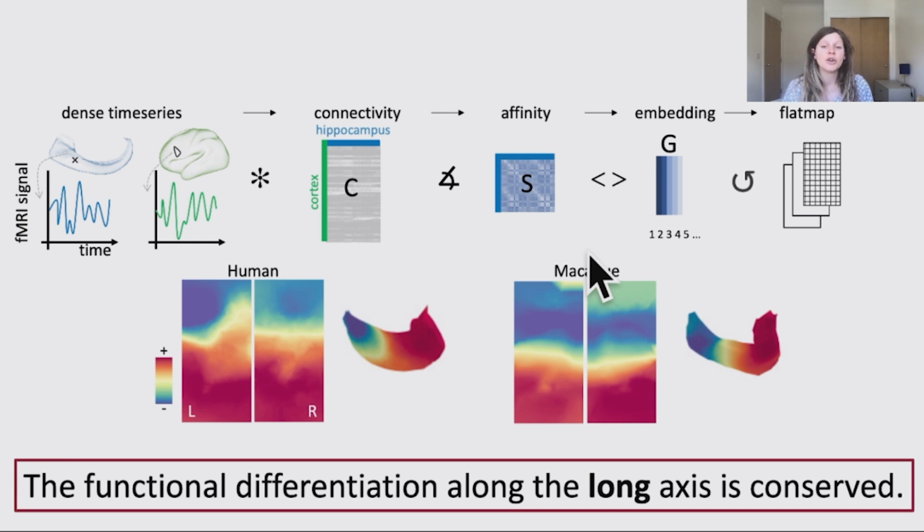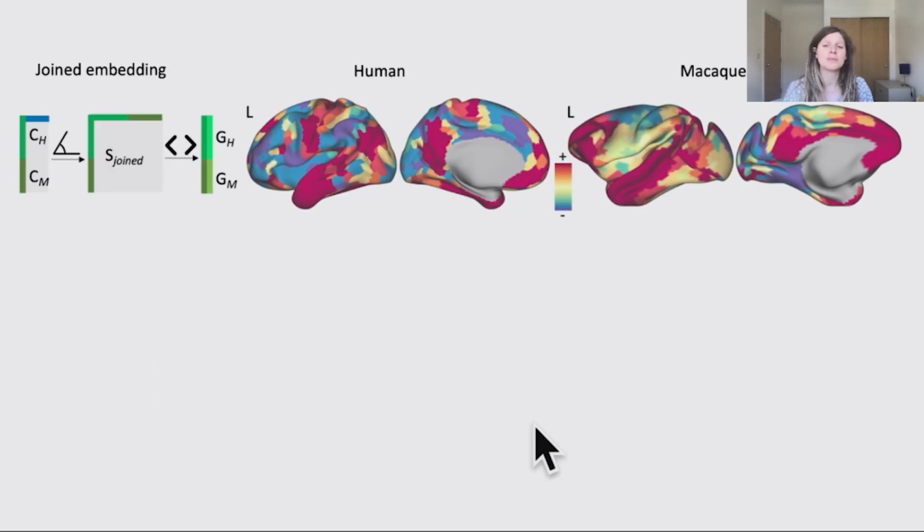But having such a shared coordinate system in the hippocampus allows us to do more than this. We can actually use the hippocampus as a shared feature space to implement a joint embedding combining both species together. And when we apply such a joint embedding, we find that the primary component reveals a network that reminds us very much of the default mode network. And by nature of the input data and the way it is constructed, we know the two maps in the two species are actually comparable and homologous.